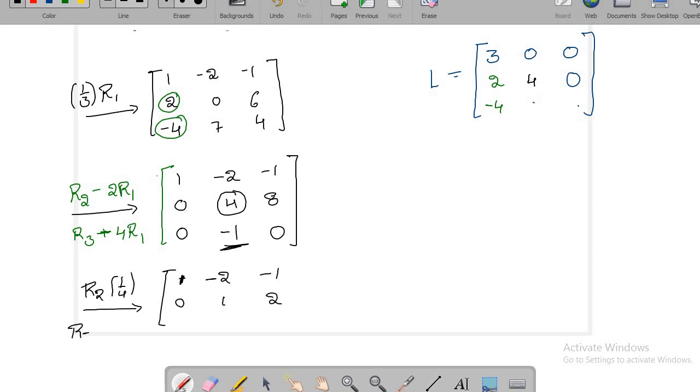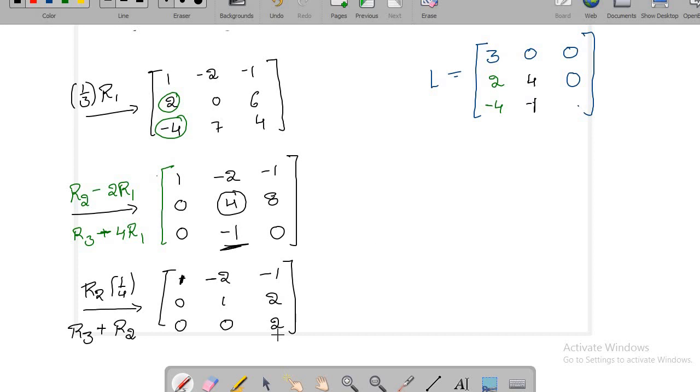Next, the third row. Here we want 0 in place of negative 1. So R3 plus R2. You need to use the new row. When you do that, this is 0 and 0, negative 1 plus 1, and 0 plus 2, this is going to be 2. And this will be minus 1.